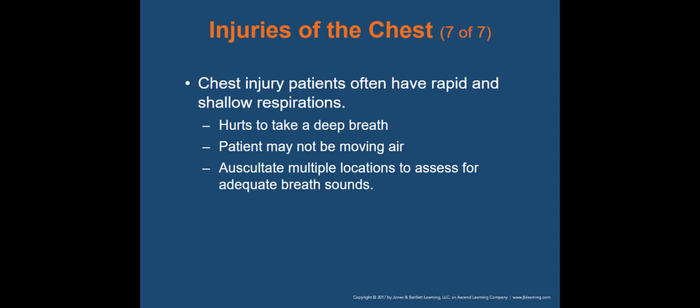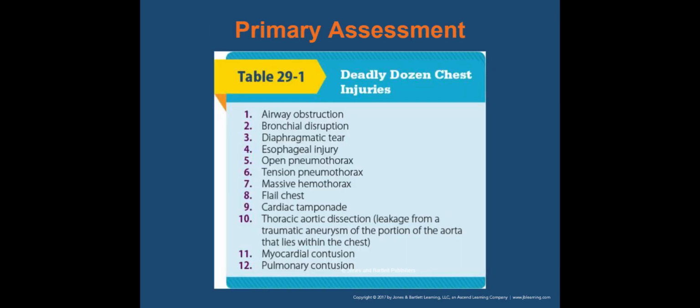Chest injury patients often have rapid and shallow respirations because of the pain. Because of that neurovascular bundle, fractured ribs can cause significant pain, so it hurts to take a deep breath. They may not be moving air secondary to the pain level. Auscultate multiple locations to assess for adequate breath sounds.